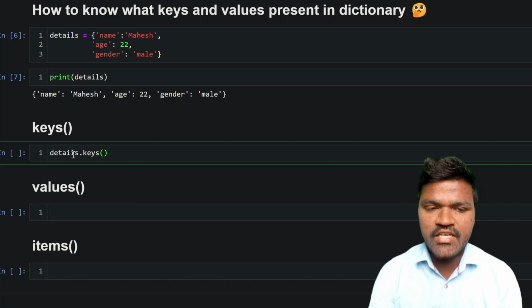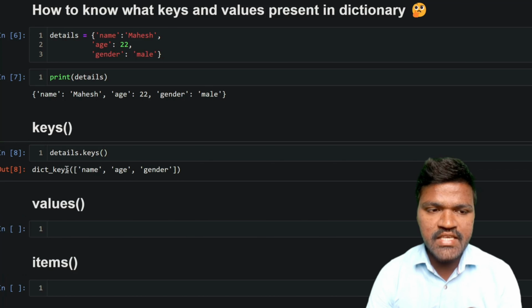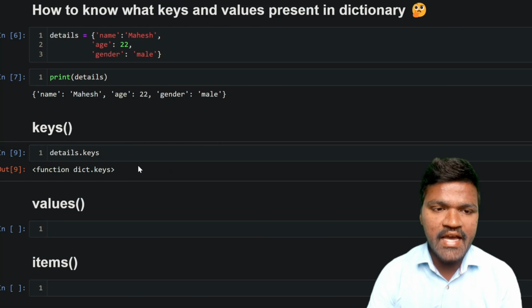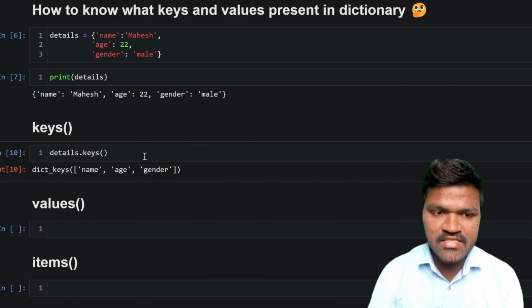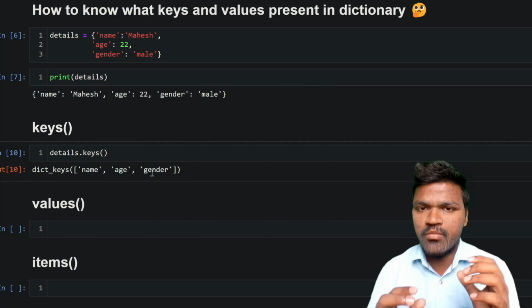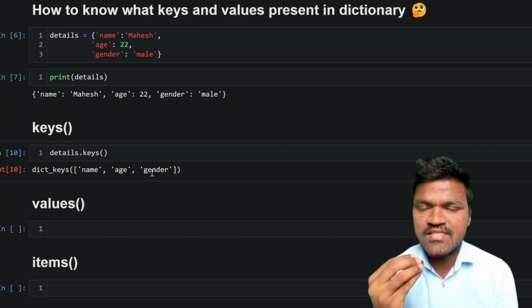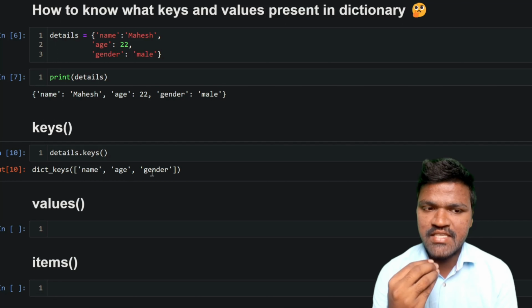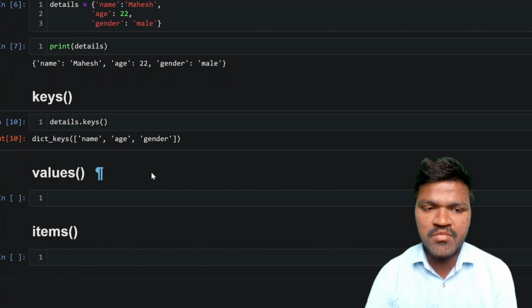Now if I execute this, we can see dict_keys is returned, and in this we have an array containing name, age, and gender. Like this we can access the keys in the dictionary, and in this list we will get all the keys as elements. I hope you can understand how we can access the keys in the dictionary by using this keys method. So let us go ahead and see how we can access the values from the dictionary.